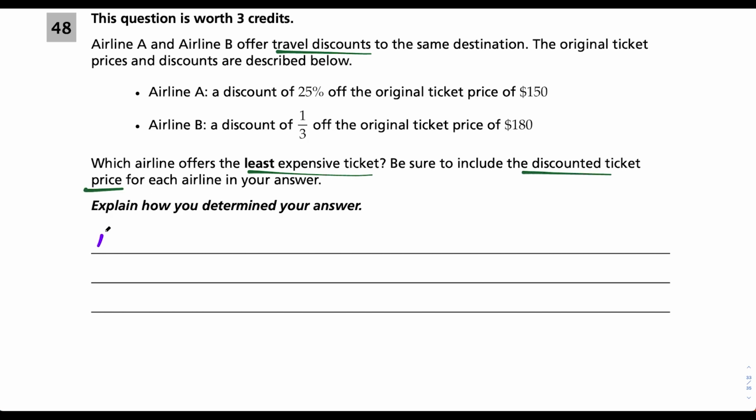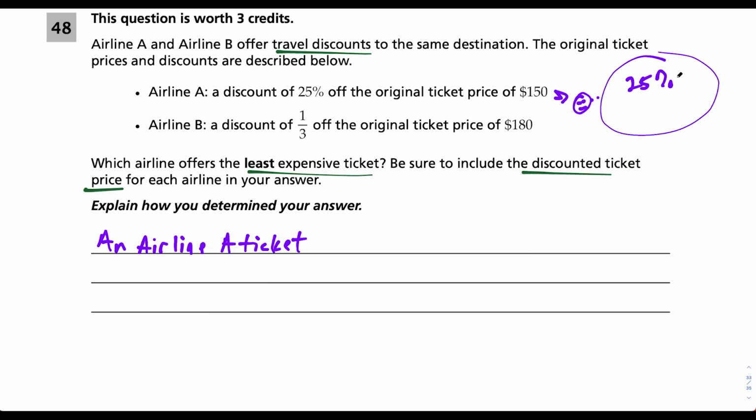Okay, so let's start with Airline A. So an Airline A ticket cost, and if we look here, it's 25% off of the original price of $150. So one thing that I think of with something like this is if I'm taking 25% off, I want to know what percent is still on. So if I take 25% off, 75% of the original price is still on, because if I do 100 minus 25, that's going to give me 75.